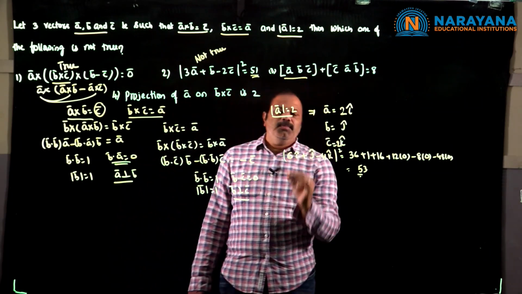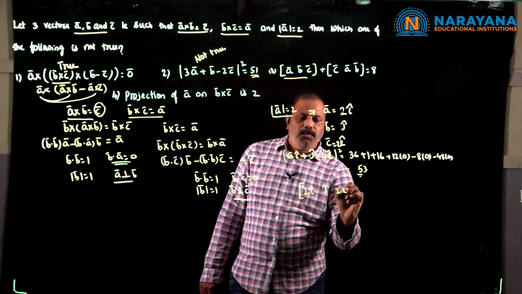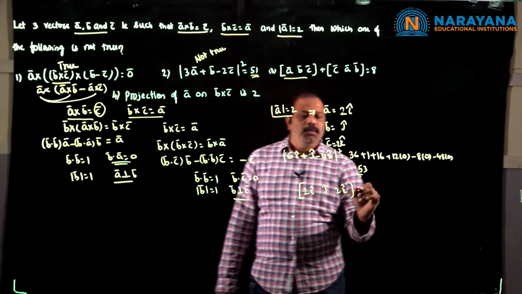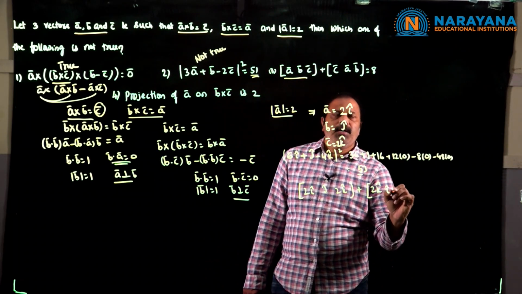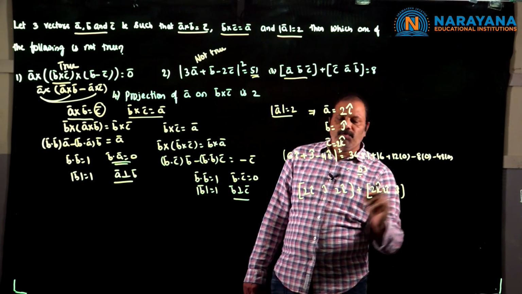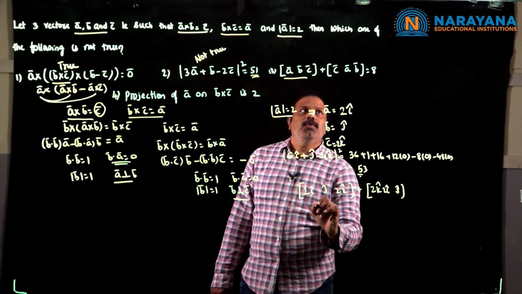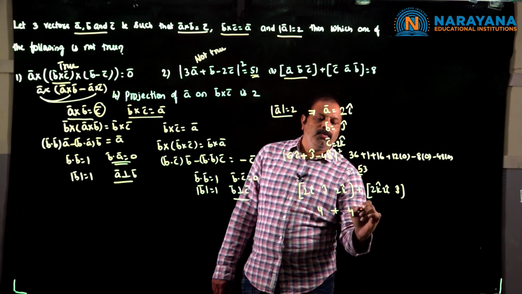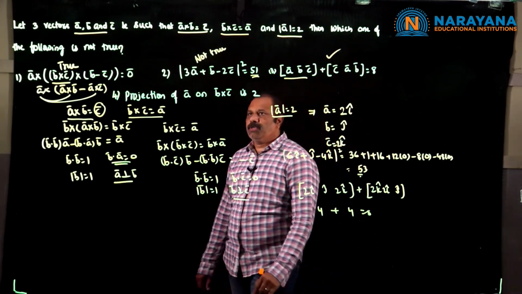Box ABC means box of 2i cap, j cap, 2k cap, plus box CAB means 2k cap, i cap, 2i cap, j cap. This will be equal to nothing but 4 plus 4, which will be equal to 8. So this option is also a correct option, true option.